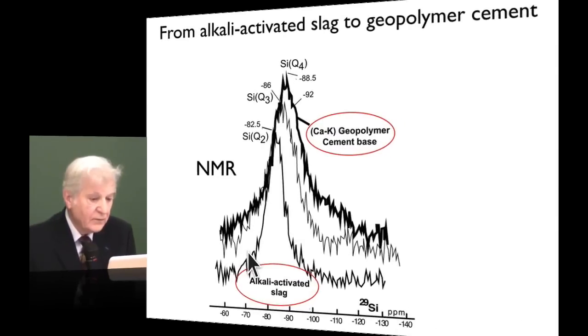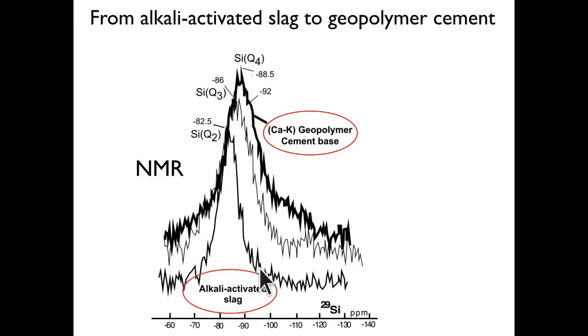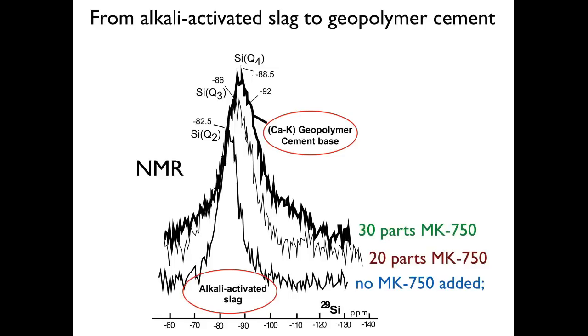This is not finished. From alkali activation to geopolymer cement, we must add a networking element that will interact with this free potassium aluminum. And here, nuclear magnetic resonance spectroscopy, silicon, alkali-activated slag, it is here. We have SiQ2, dangerous. We add 20 parts of metakaolin, and we end up with SiQ3, that is a branched molecule that is still bigger and more stable. And we add 30 parts of metakaolin, and we end up with SiQ4, a stable system, three-dimensional networking.